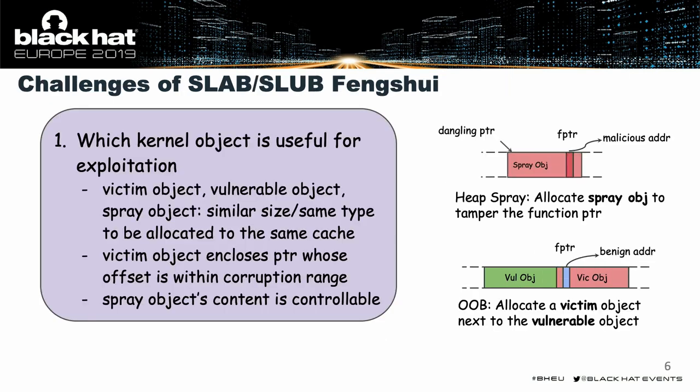The first challenge is to determine which objects are useful for a given security bug. The victim object, the vulnerable object, and the spray object should be of similar size or in the same type to be allocated to the same SLAB cache. Besides, the victim object should enclose a function pointer or other sensitive data, and their offsets should be within the memory corruption range so that we can corrupt them during exploitation. For the spray object, the content of it must be controllable so that we can use it for overwrite.